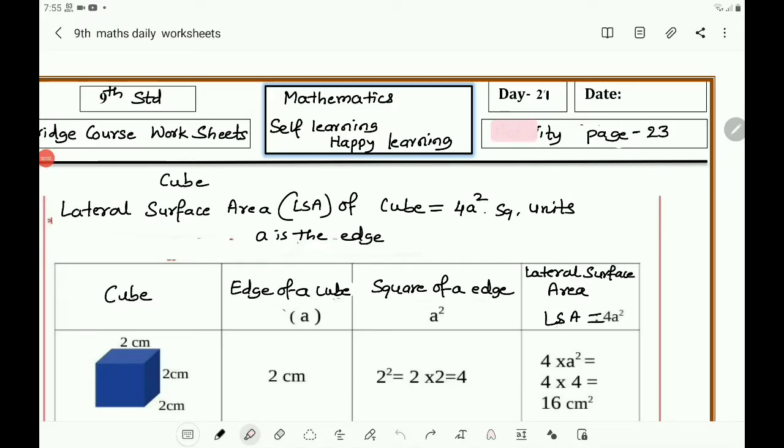Children, it is activity page 23 for day 21. It is an activity about the LSA, TSA and volume of cube and cuboid.